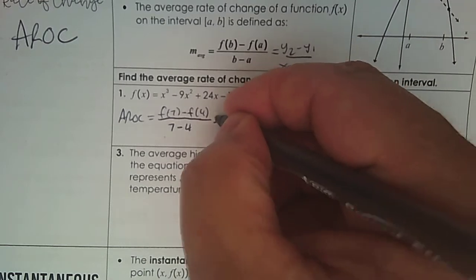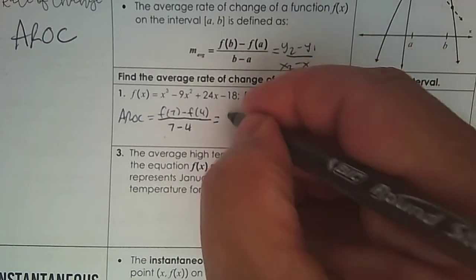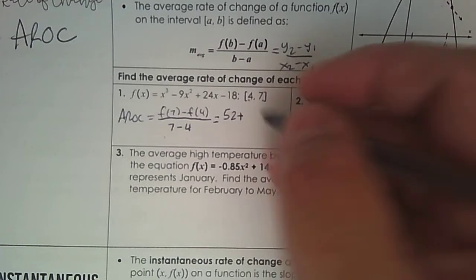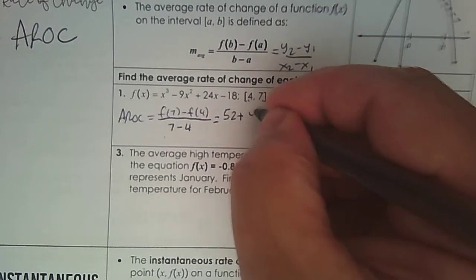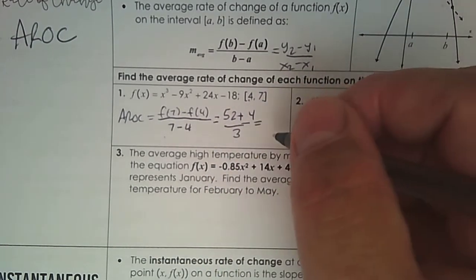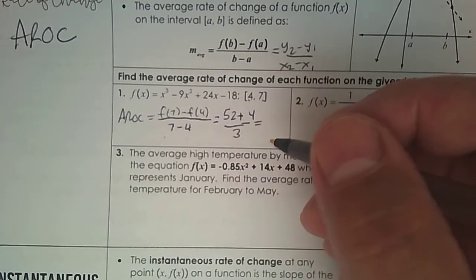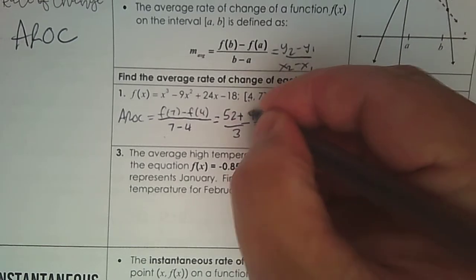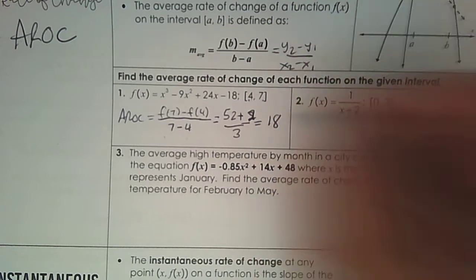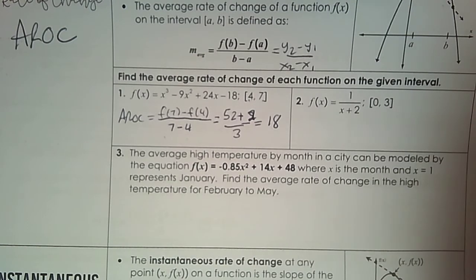You're allowed to use a calculator if you want, but you just substitute in. F at 7 is 52. F at 4 is 4. 7 take away 4 is 3. So put this together. 56 divided by 3. Or sorry, F at 4 equals 2. I'm sorry. So 54 divided by 3. And the AROC is 18. That means the average rate of change is 18 throughout that.